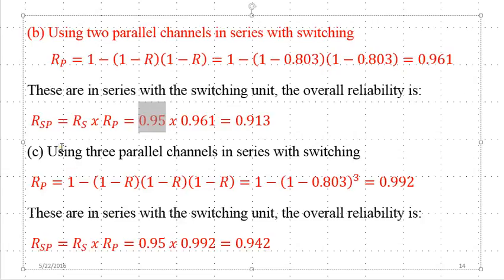Now we are asked to do the same thing using 3 parallel units. So it should be 1 minus (1 minus R), (1 minus R), (1 minus R), 3 of them. After evaluating, I got 0.992. We can see when it is 2, we have 0.961. When it is 3, we have 0.992. What are we seeing here? The reliability is increasing with the increase of the number of units connected in parallel. Also, this one is in series with my switch, so I have to multiply it by 0.95. I got 0.942, which is equivalent to 94.2% reliable.